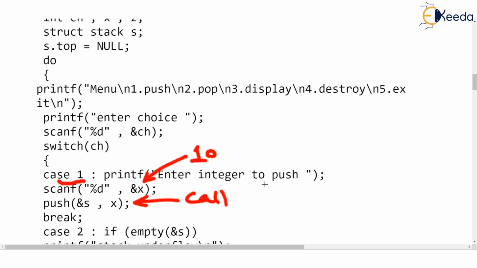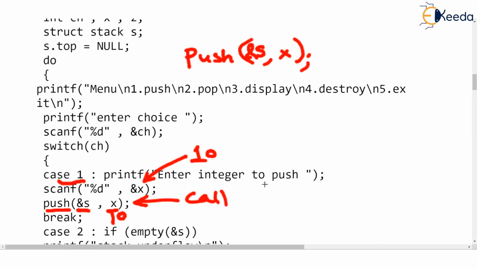Now, how is push called? You see, we are passing address of s and we are passing value of x. The value of x is 10. That means we want to push 10 in the stack s. But note, we have not called push by simply passing s and x. What we have done is we have passed the address of the stack, address of s.